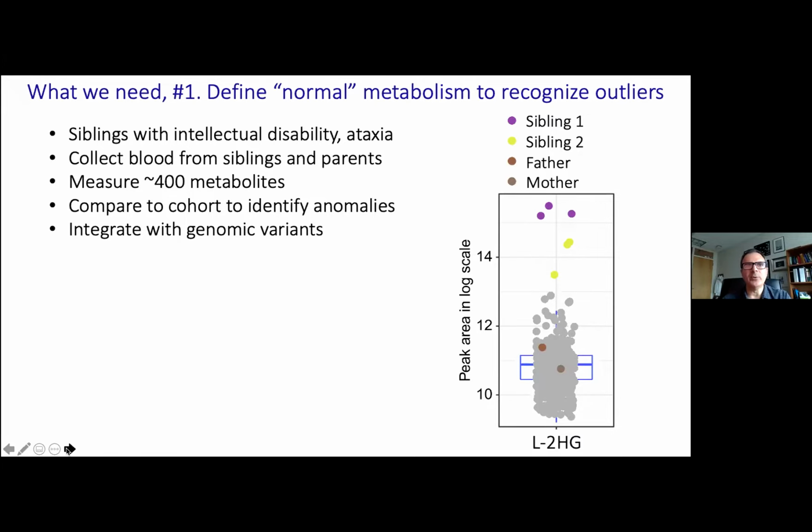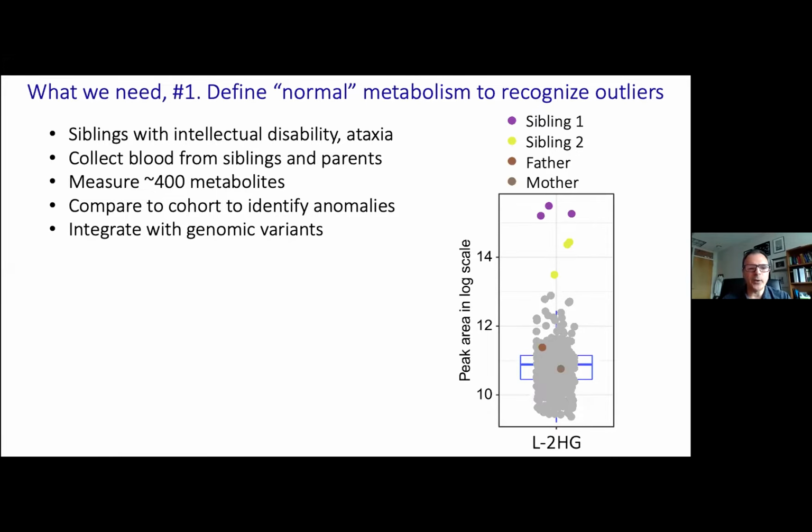So as an example, we recruited these 2 sisters from Pakistan with a neurological phenotype, collected blood from the girls and their parents for metabolomics, and then compared the levels of each metabolite in the patients, about 400 different metabolites, to a cohort of several hundred people to find the outliers. And in this case, the only elevated metabolite was L2-hydroxyglutarate, which is shown there on the right. You can tell that those 2 siblings are obvious outliers for the levels of that metabolite.